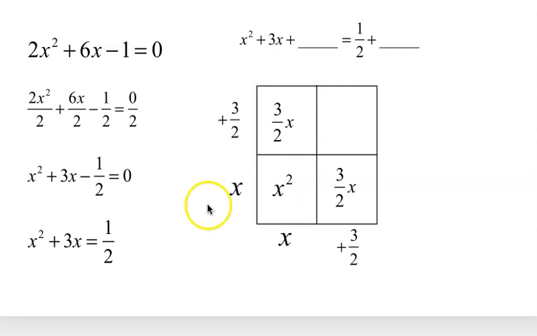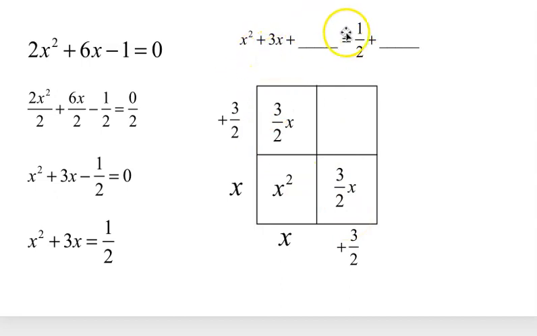And you'll see how this will work, right? If the width is x and the length is positive 3/2, then the area is positive 3/2 x. Same thing here, positive 3/2 times x, positive 3/2 x. So again, using our area metaphor, one dimension times the other dimension gives us the area. 3/2 times x is 3/2 x, times x is x squared, x times 3/2 is 3/2 x. Now, these three boxes are the same as x squared plus 3x. If you don't believe that, 3/2 x plus 3/2 x, 6/2 x is 3x. So these three boxes total the same thing as what's on the left side.